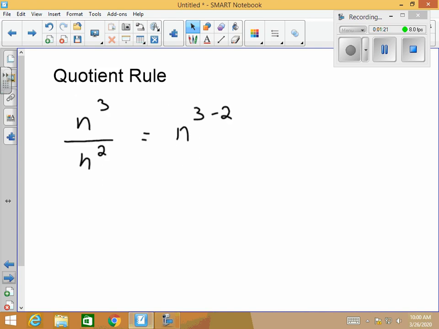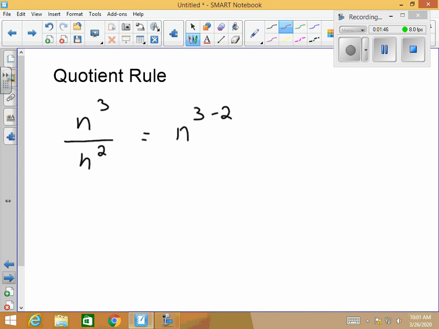And your quotient rule is, for all intents and purposes, for when we're dividing bases that have exponents. So you see n cubed over n squared, which your book would define as n to the 3 minus 2. I like to simplify that a little bit more if we can. So here's how we're going to do that.